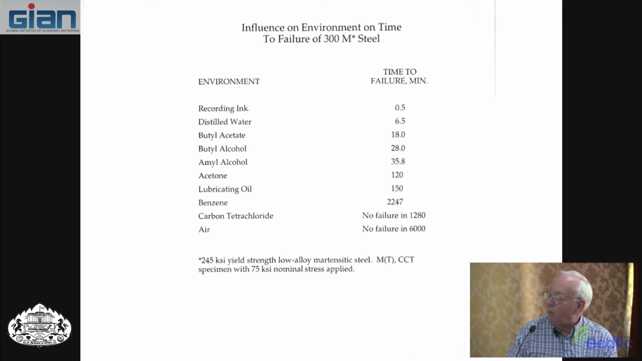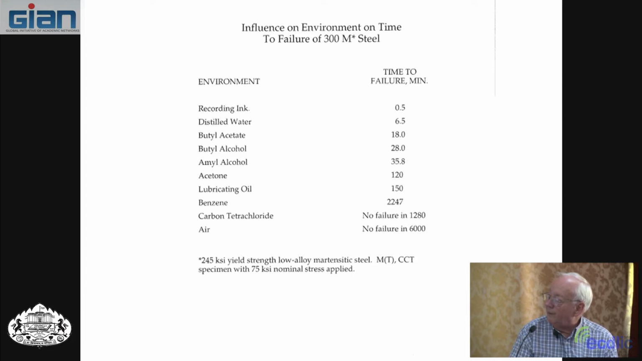Recording ink, distilled water, all different kinds of alcohols, and oils and so forth. I don't know if you're familiar with all of them. Then they watched to see if the specimen failed under that fairly low stress, at yield strength. And this is time to failure in minutes, anywhere from less than a minute to, in some cases, a few hours.